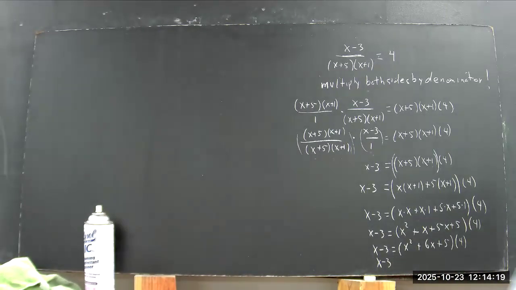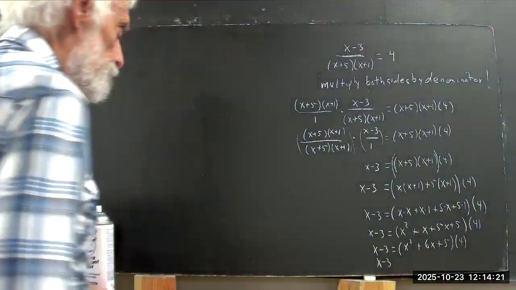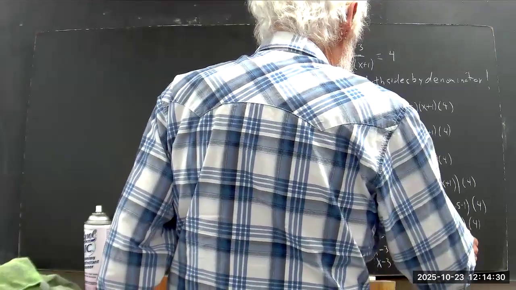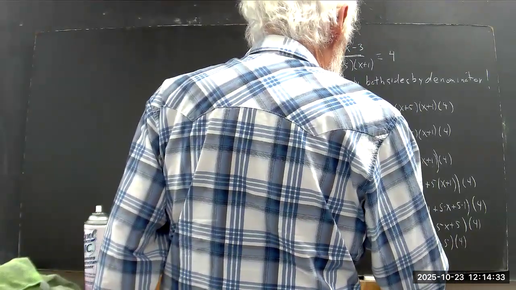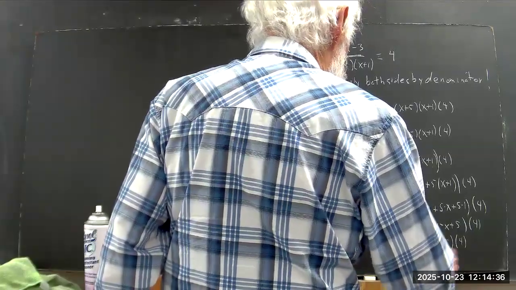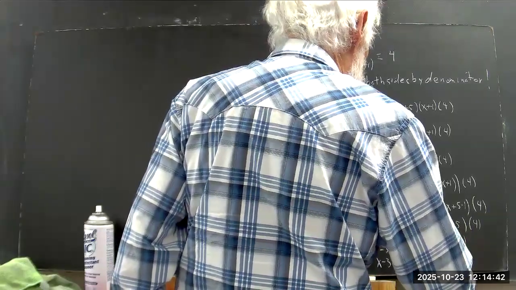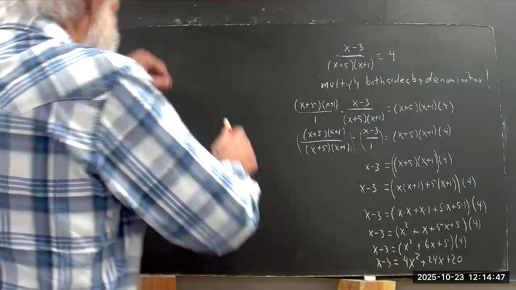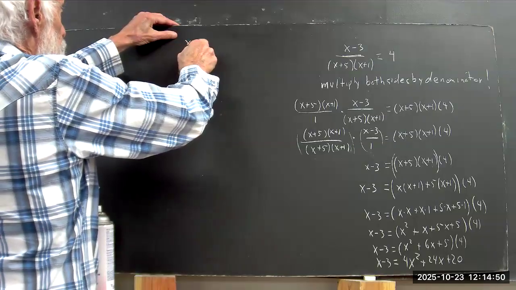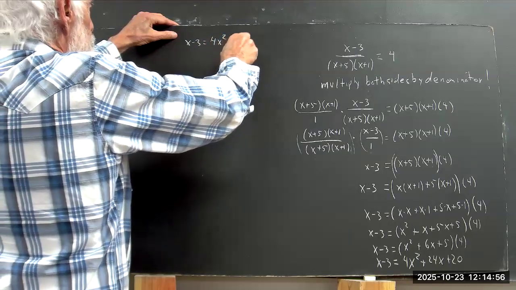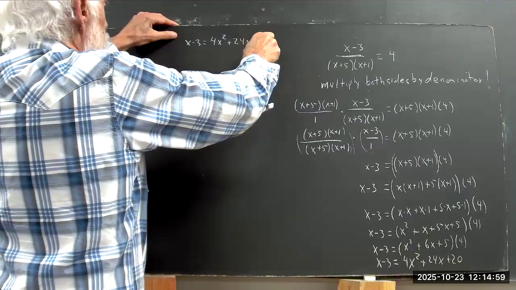Another line there, so we need to have room to write it. Okay. So we have x minus 3. We've multiplied 4 by every one of these terms. We're going to get 4x squared. 4 times 6x, 4 times 6 is 24. 4 times 5 is 20. Okay, well, we've got to continue up here. We get x minus 3 then. Just to copy it down is 4x squared plus 24x plus 20.